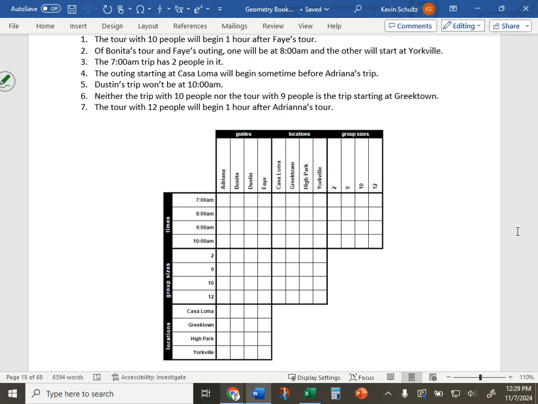So, again, the first clue here: the tour with 10 people will begin 1 hour after Faye's tour. What have we learned, Gus? Number one, that Faye's tour is not the one of 10 people. So we learned that Faye's tour can't have 10 people in it. So how to work with this table, you're looking for where 10 intersects with Faye. Right here. There's another 10 here, but this has to do with the times. This 10 is the one that intersects with Faye. We can eliminate that option.